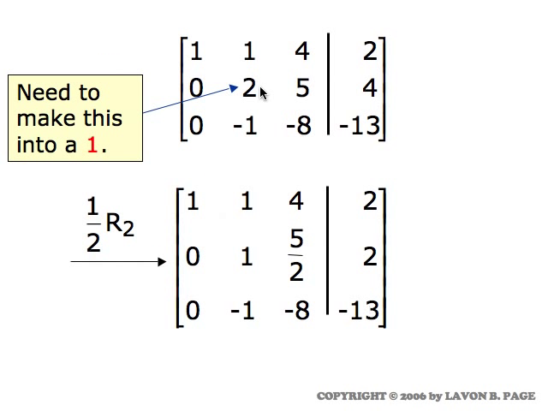The next step, we'll move over to column 2 and we want to change this 2 into a 1. We do it by simply multiplying row 2 times 1/2. 0, 0, 2 becomes 1 when we multiply times 1/2. 5 becomes 5/2. 4 becomes 2. So we're working on the second column. We've made this into a 1. Our next step will be to make these guys into zeros.